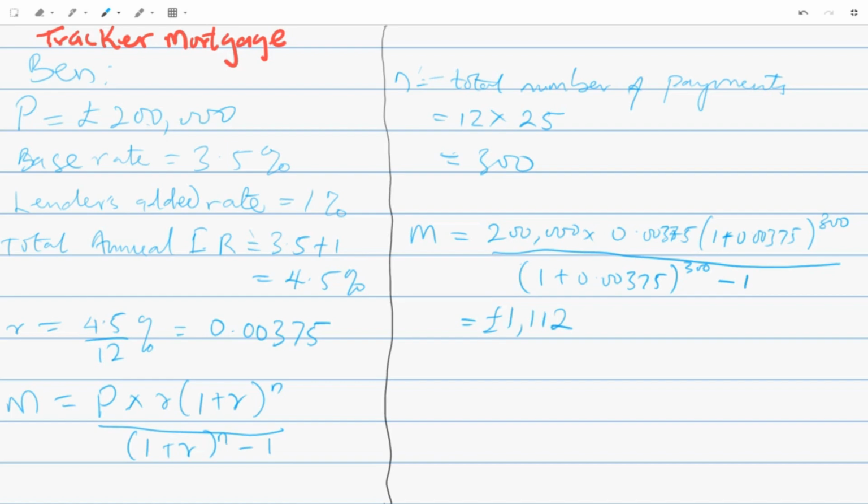But we should also note that if the interest rate, or let's say the base rate set by the Bank of England, should drop by 0.5%, the amount that Ben would have to pay will drop. However, if there's an increase by 0.5%, the amount that Ben will pay per month will also increase.